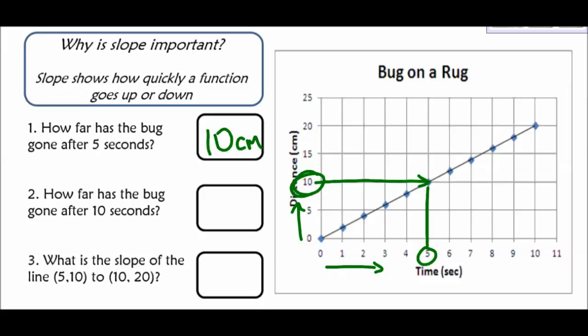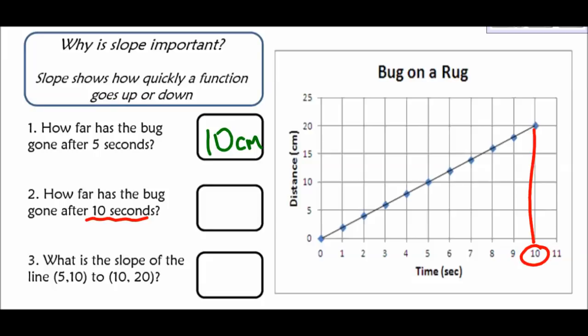That's really just asking us to read the graph. Number 2 is saying how far has the bug traveled after 10 seconds. So after 10 seconds, we're reading the graph up there, and over to the y-axis we see that it's gone 20 centimeters. So after 5 seconds it went 10 centimeters, after 10 seconds it went 20.